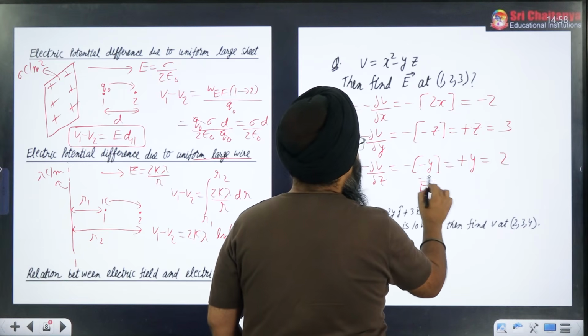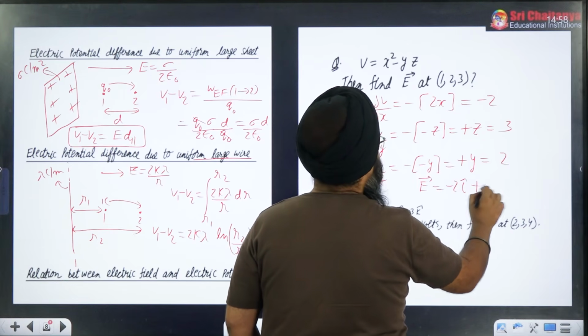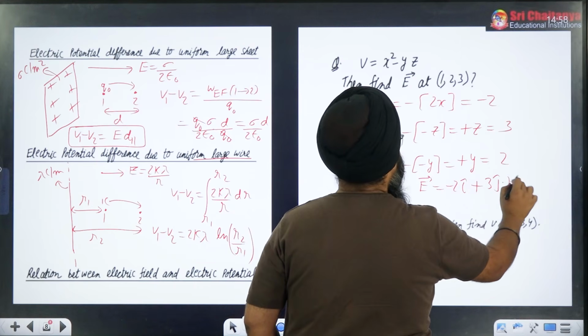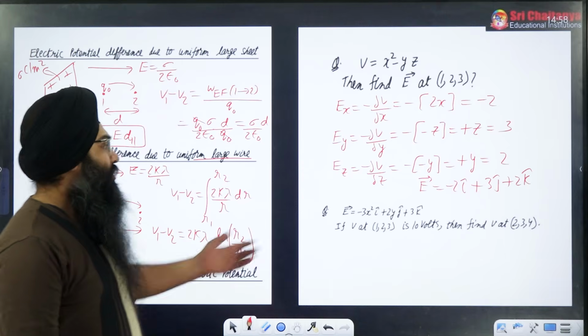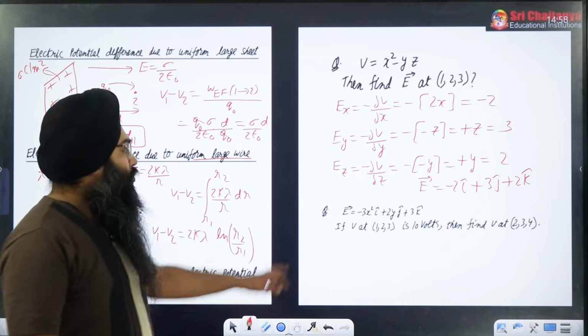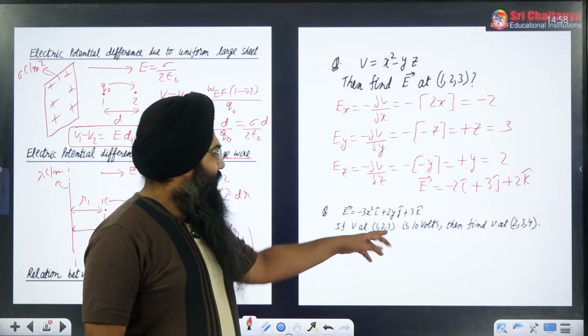So my answer is coming out to be: electric field is equal to minus 2 i cap plus 3 j cap plus 2 k cap. So I hope this point is clear to you. This is a very simple question based on which we can find the answers. One question I have given you for homework. Please try to find it.